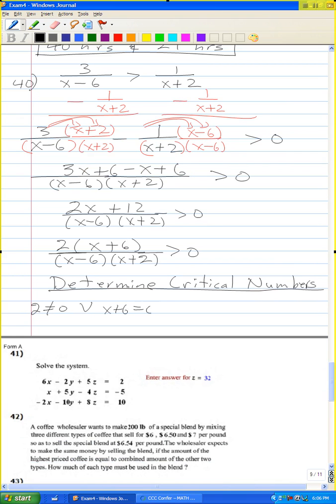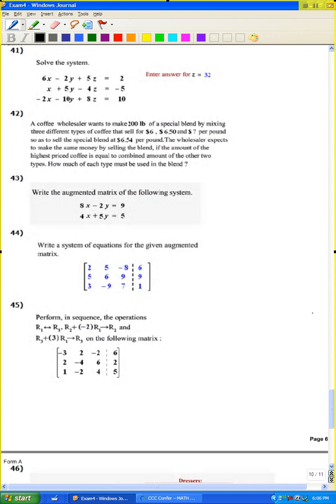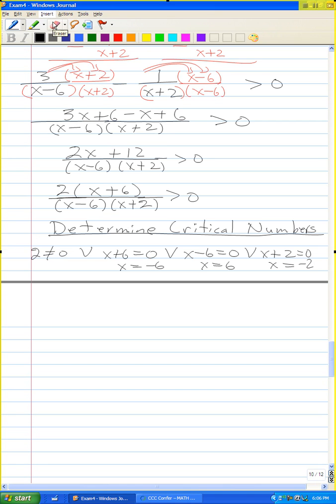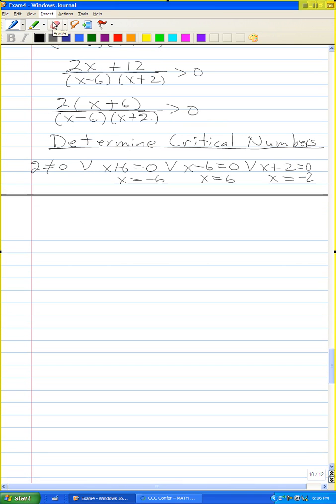X plus 6, x minus 6, x plus 2. So x is equal to negative 6, positive 6, negative 2. Let me put these critical numbers on a number line. Negative 6, negative 2, positive 6.